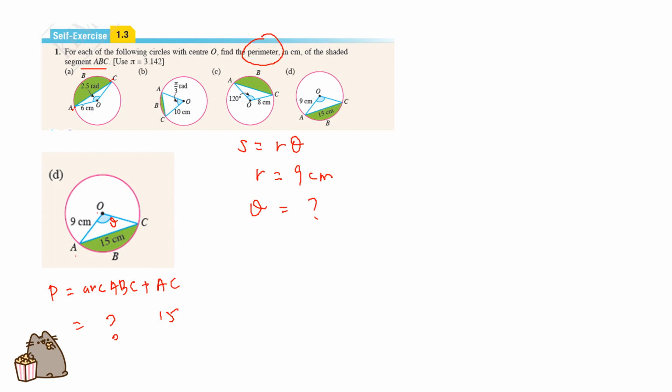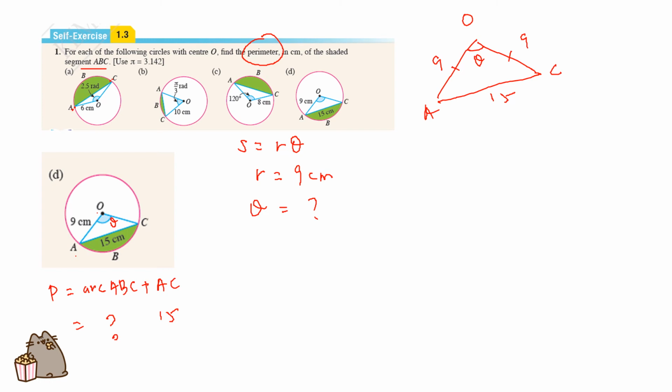So how to get the theta? We can use the cosine rule, since we have a triangle here, any type of triangle. This is our theta. This is the 9 cm radius. OC is also 9 cm. And from A to C, we have 15. So this is a triangle. Let's try to recall. Now, how to get this theta?